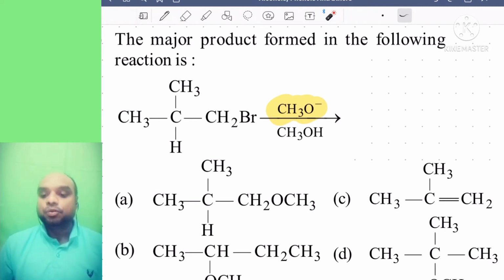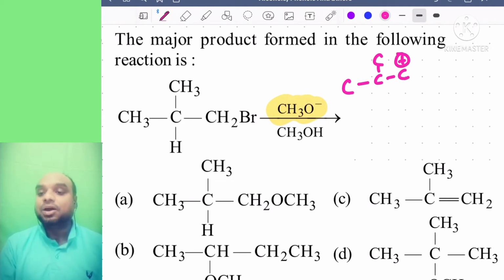Elimination and nucleophilic substitution are also possible. Here the base is CH3O minus. First the substance will give a primary carbocation. That primary carbocation is converted into a more stable carbocation. Comparatively, compared to the primary carbocation, the tertiary carbocation is more stable.